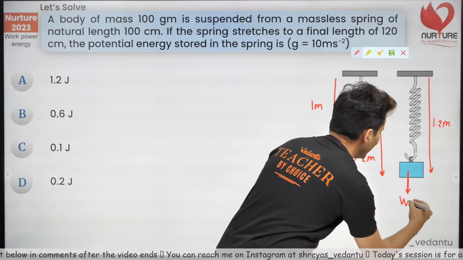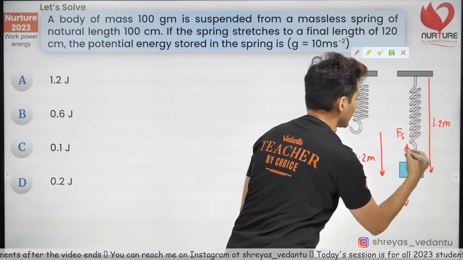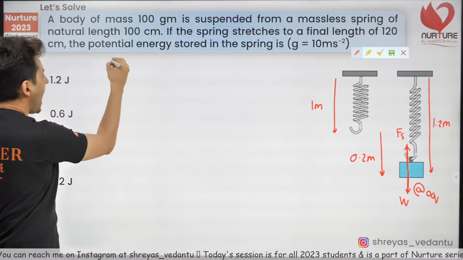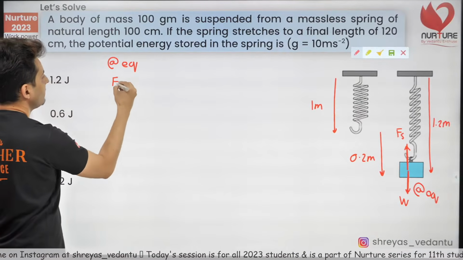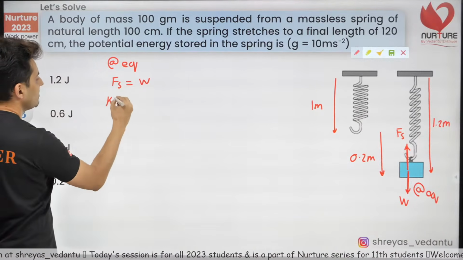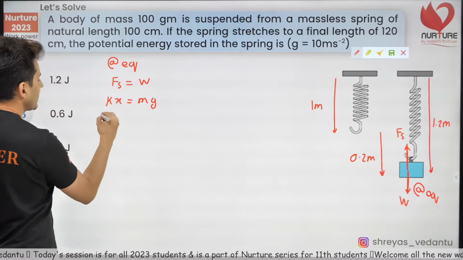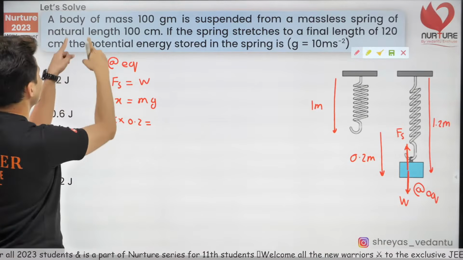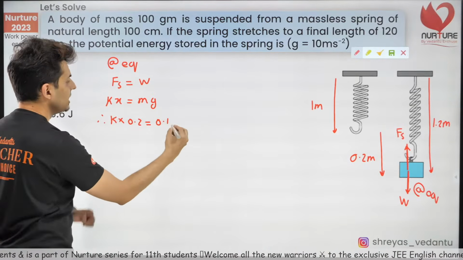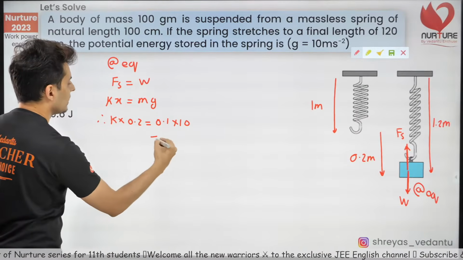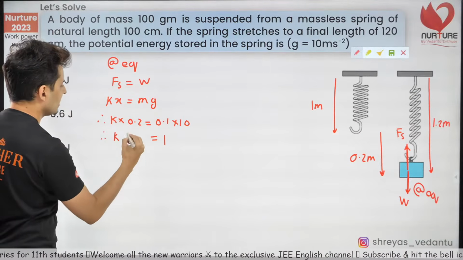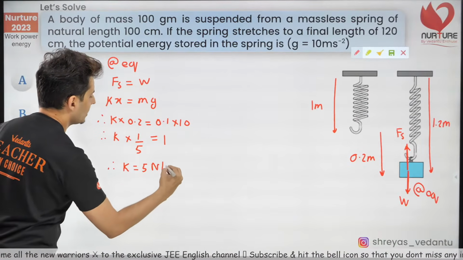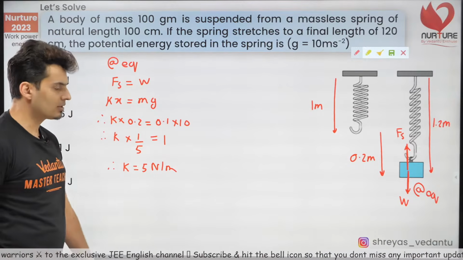We know that the weight and the spring force will cancel out each other at equilibrium. At equilibrium, the spring force will be equal to the weight. Spring force will be Kx, weight will be mg. Therefore, K into x, where x is 0.2, is equal to m g. What's m? That's 100 grams, which is 0.1 kg. g is 10. So 0.1 into 10 is 1. So K into 0.2 is 1, and 0.2 is nothing but 1 by 5. Therefore, K is equal to 5 Newton per meter. Correct? The value of K is 5 Newton per meter.